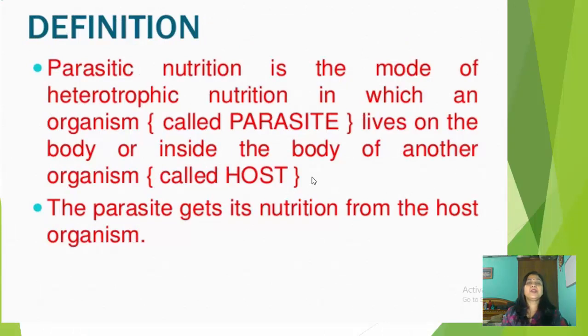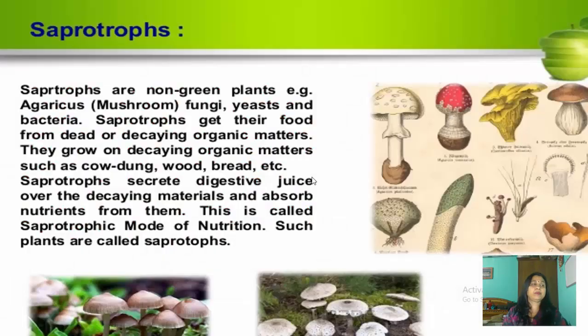So what is parasitic nutrition? The mode of heterotrophic nutrition in which an organism lives on the body of or inside the body of another organism. The organism which lives on other is known as parasite, and the organism on which the parasite lives is known as host. The parasite gets its nutrition from the host organism.